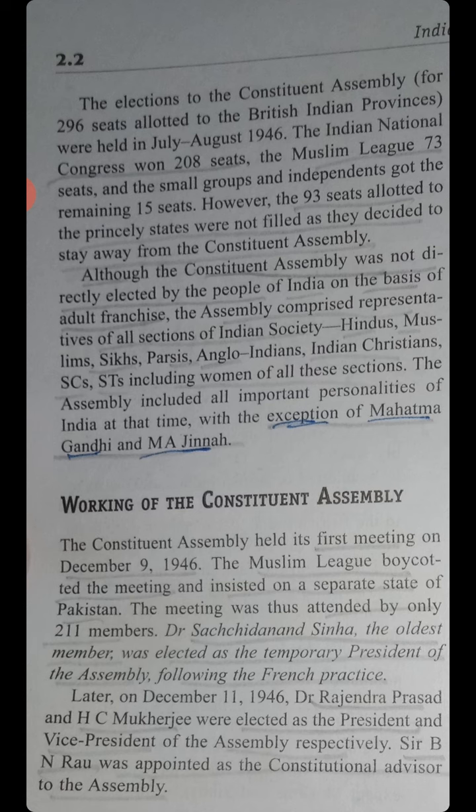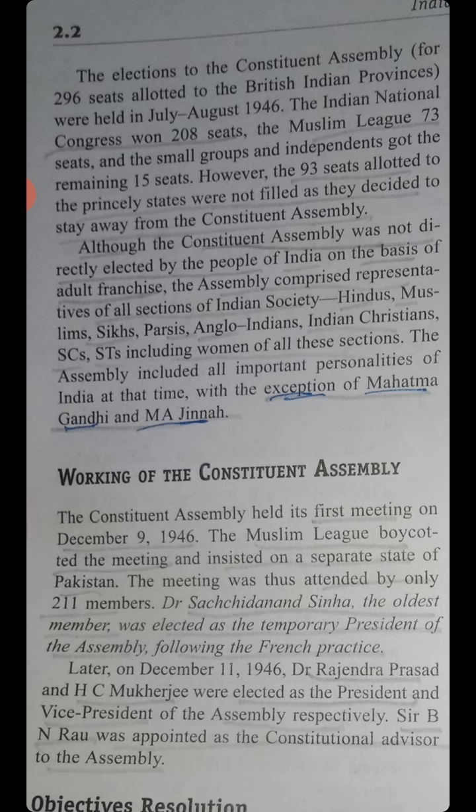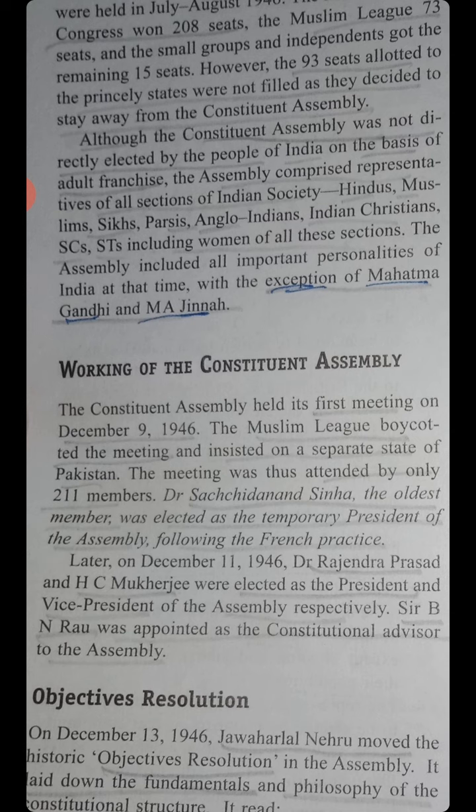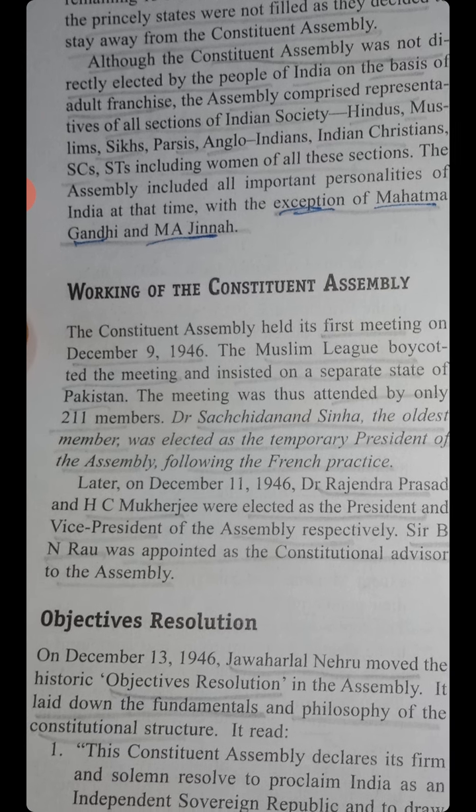Although the Constituent Assembly was not directly elected by the people of India on the basis of adult franchise, the assembly comprised representatives of all the sections of Indian society: Hindus, Muslims, Sikhs, Parsis, Anglo Indians, Indian Christians, SCs, STs, including women of all these sections. The assembly included all important personalities of India at that time, with the exception of Mahatma Gandhi and M.A. Jinnah.